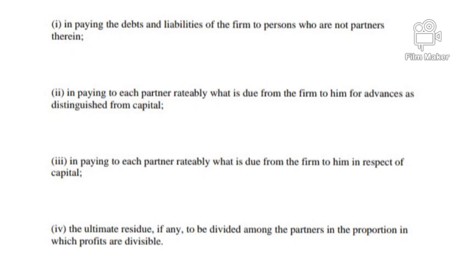Then order number 3, paying to each partner ratably what is due from the firm to him in respect of capital. So it means after dissolution, the amount of capital left must be paid to the partners in full. Right. Then the ultimate residue, if any, to be divided amongst the partners in the proportion in which profits are divided. Right. So in simple terms, all liabilities, all debts of the partnership must be paid before any closure.